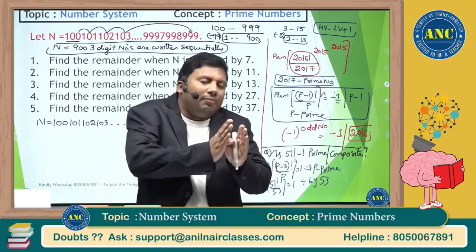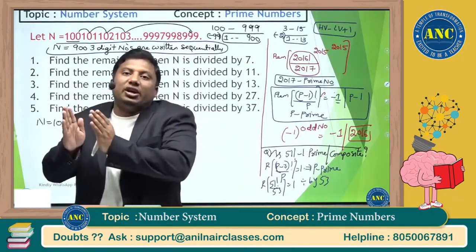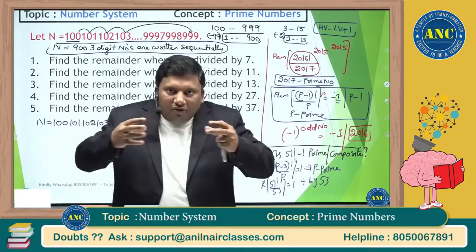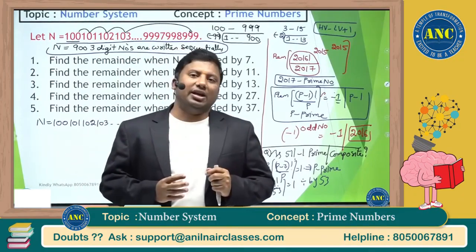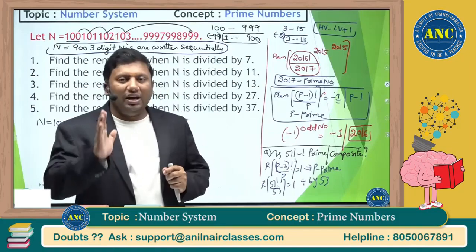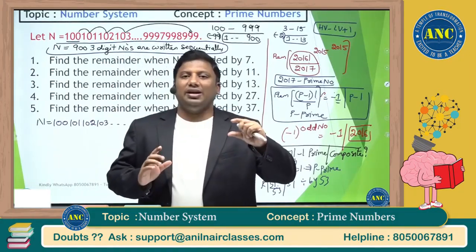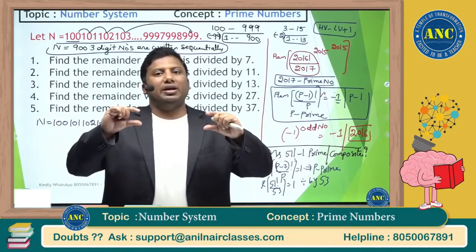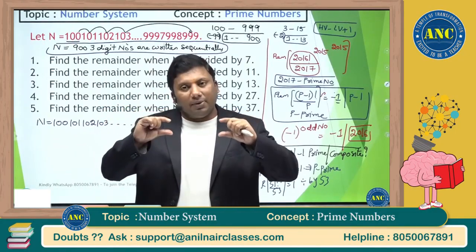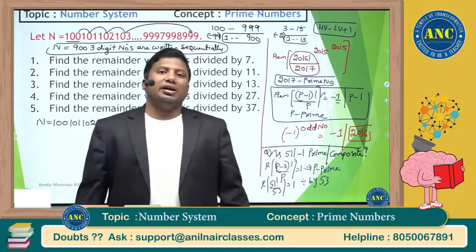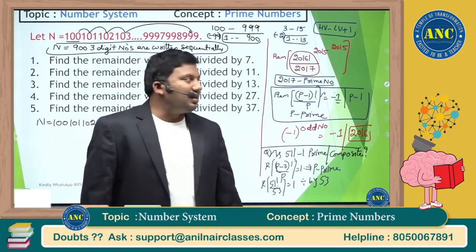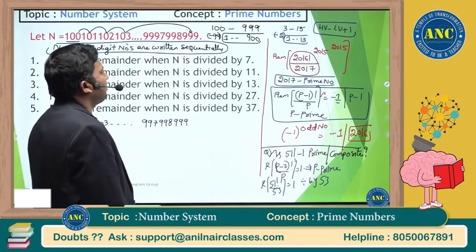Please write down in your notebook. If the lowest number is A, and the highest number is B, the number of numbers from A to B is defined as B minus A plus 1. Again I am repeating it: the number of numbers from A to B is B minus A plus 1.